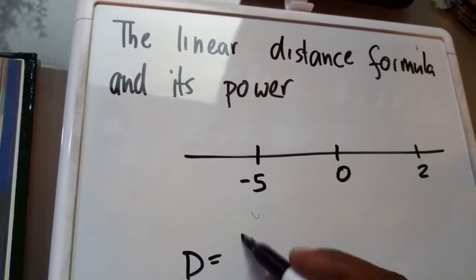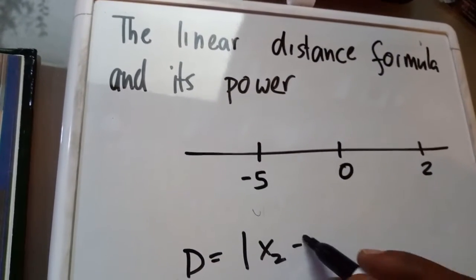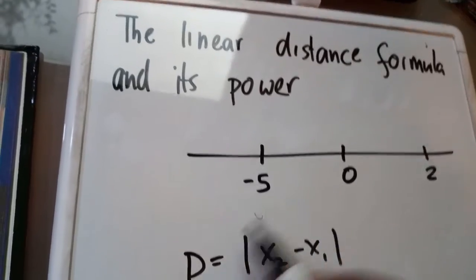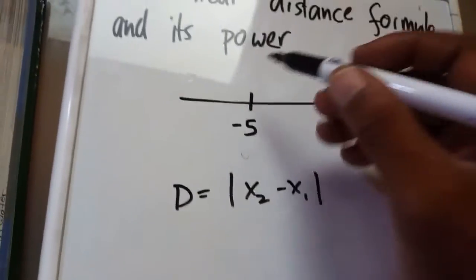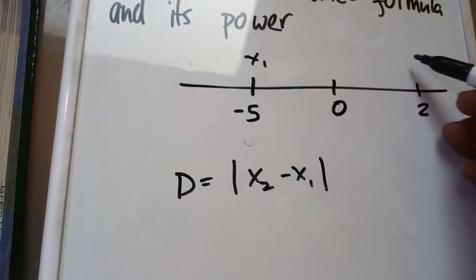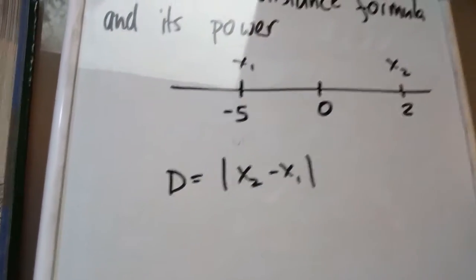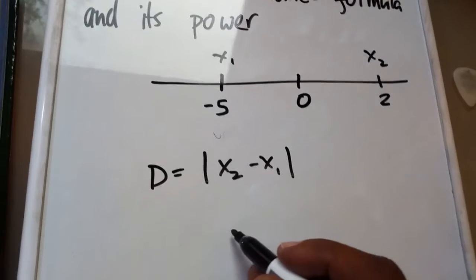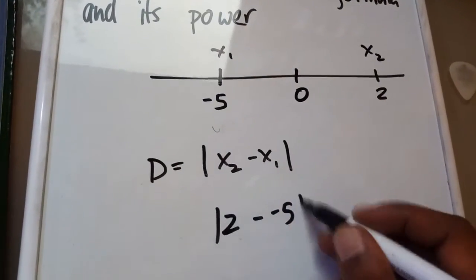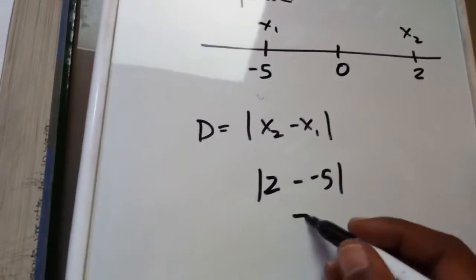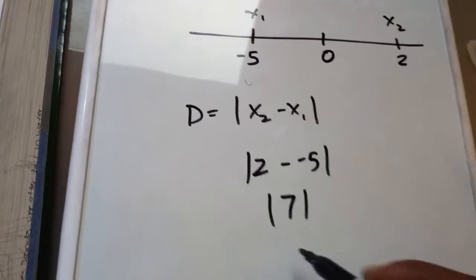Distance is equal to the absolute value of x2 minus x1. Let's call this x1. Let's call this x2. I'm going to switch it around so you see that it doesn't make a difference. So x2 is 2, so it's the absolute value of 2 minus 5. 2 minus 5 is... the absolute value of 7 is +7.